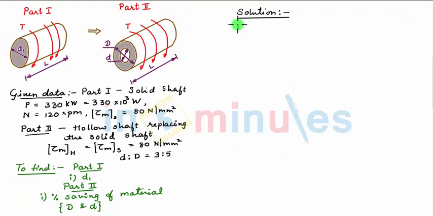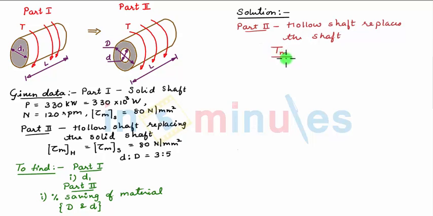Now let's solve for part 2, where we have a hollow shaft that replaces the solid shaft. Now if we write the torsional formula for this hollow shaft, I can write the same formula as Tm by J is equal to tau m by capital R, where capital R is the outer radius of this hollow shaft. So upon writing the formula for J for the hollow shaft, we have Tm by pi by 32 into capital D to the power 4 minus small d to the power 4 is equal to tau m by R.